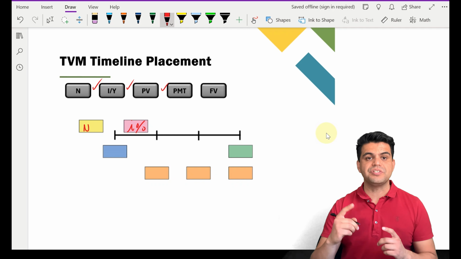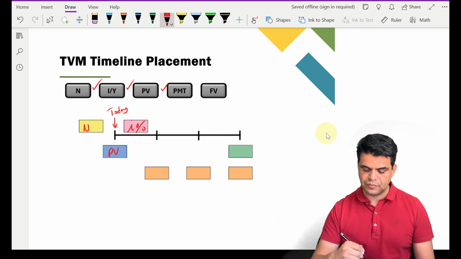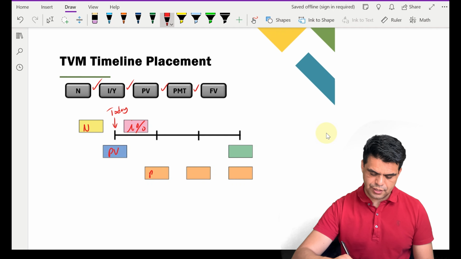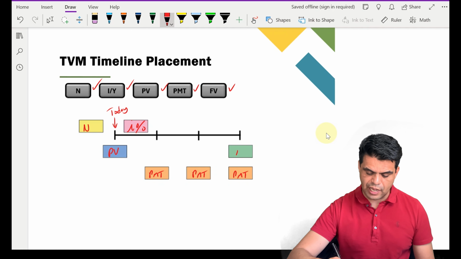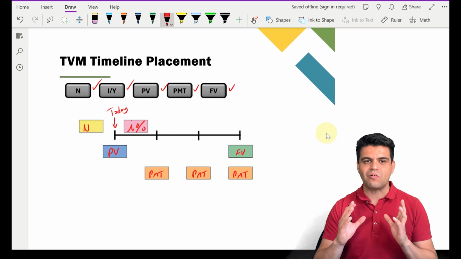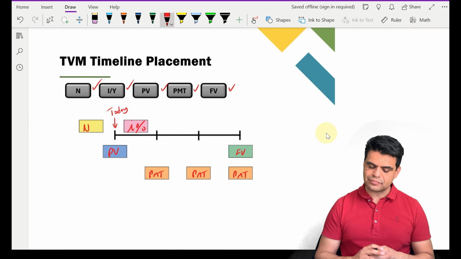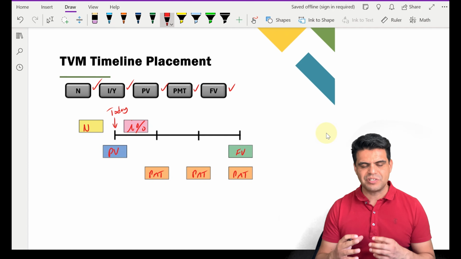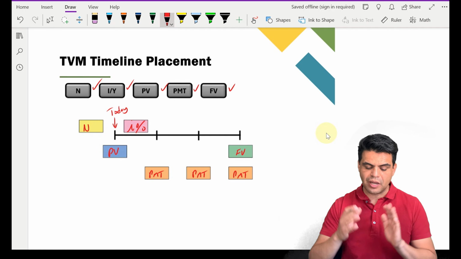The present value. This is a one-time event. Happens today. This is today. Okay, this is the present value. Payments, you can see here. Payments. And then future value is, again, a one-time event out in the future. Okay, I'm going to leave it at that. There is one caveat with payments, but I don't think this is the right video for that. Once you start actually learning about time value of money, you'll learn about the nuances of payments, okay? So I'm going to leave this here.